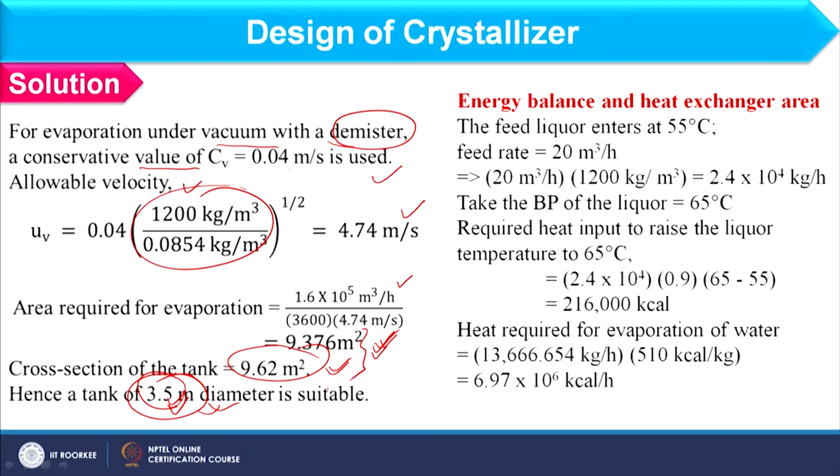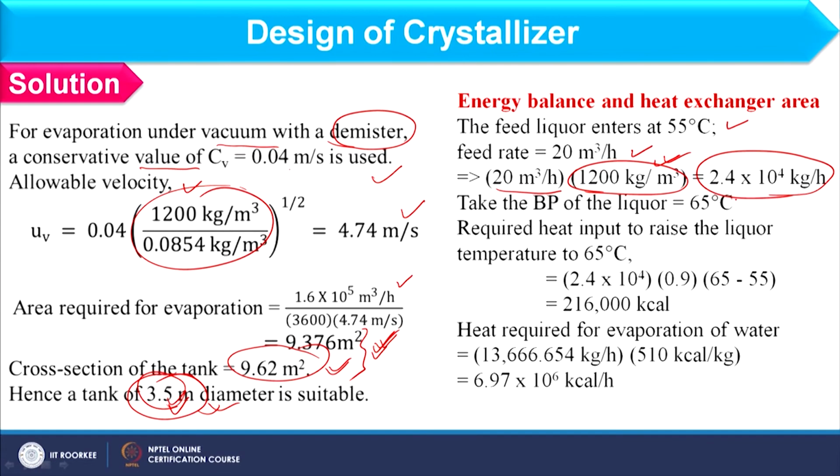Till now we have only focused on the crystallizer side. Now, we should discuss the heat exchanger side also. Okay. So, the feed which is entering the heat exchanger is at 55 degrees Celsius, and the feed rate is 20 meter cube per hour. Okay. So, you can calculate the total mass flow rate of feed, that is 20 meter cube per hour into 1200 kg per meter cube, that is the density of the solution. So, total mass flow rate is 2.4 into 10⁴ kg per hour.